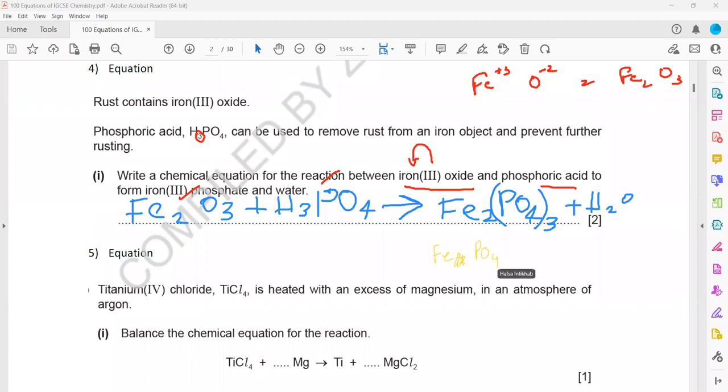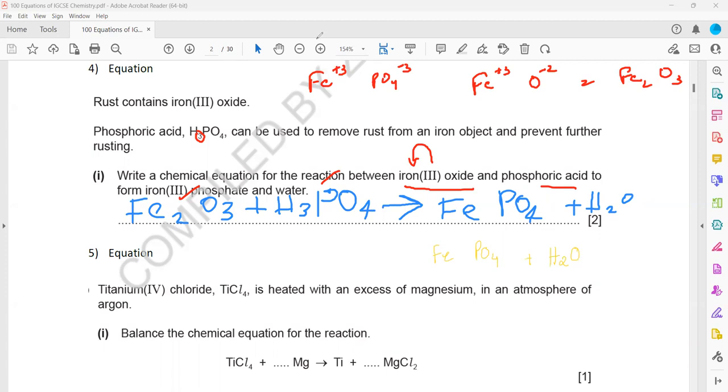So if it forms iron(III) phosphate, what is the formula for iron(III) phosphate? Iron is +3 and phosphate is PO4 with a charge of -3. If the two valencies are the same, then we don't have to cross multiply. So the formula for iron(III) phosphate will be FePO4 only. And then because acid is reacting with a metal oxide, it will form salt and water.